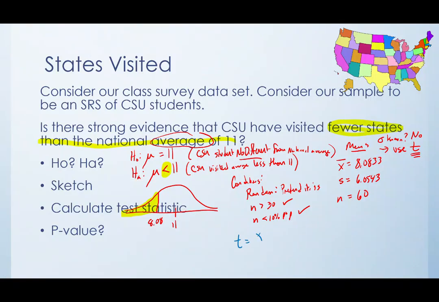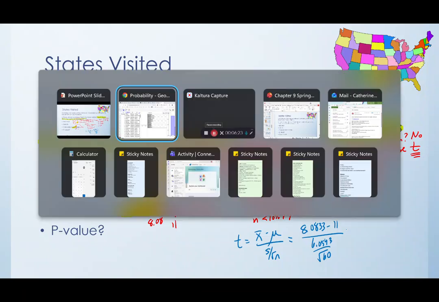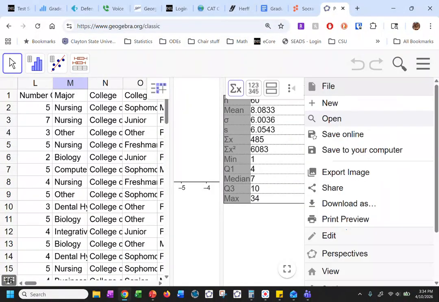T equals x bar minus mu over S over root n, right? So we've got 8.0833 minus 11 over 6.0543 over root 60. And there's going to be some variability in your answer here depending on how much you've rounded. So I am going to go over to GeoGebra and hopefully remember all those numbers, but probably not.